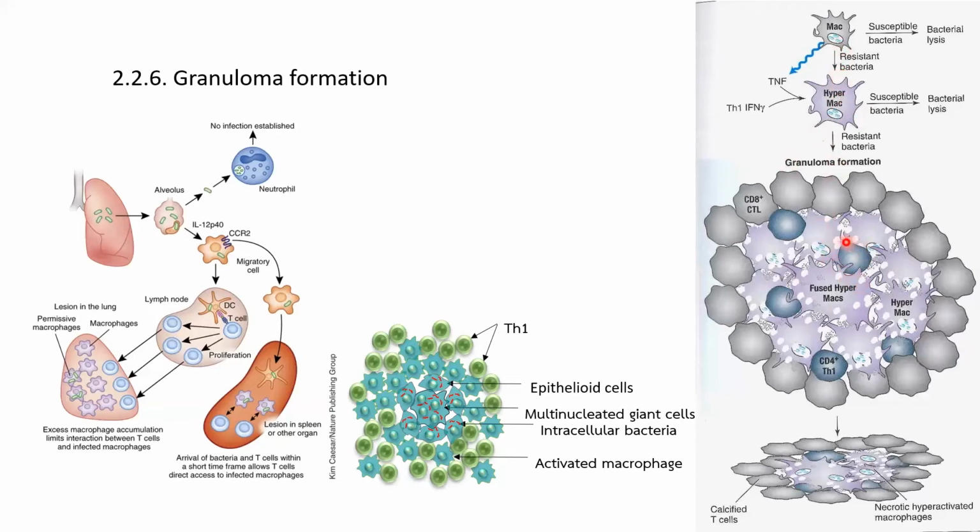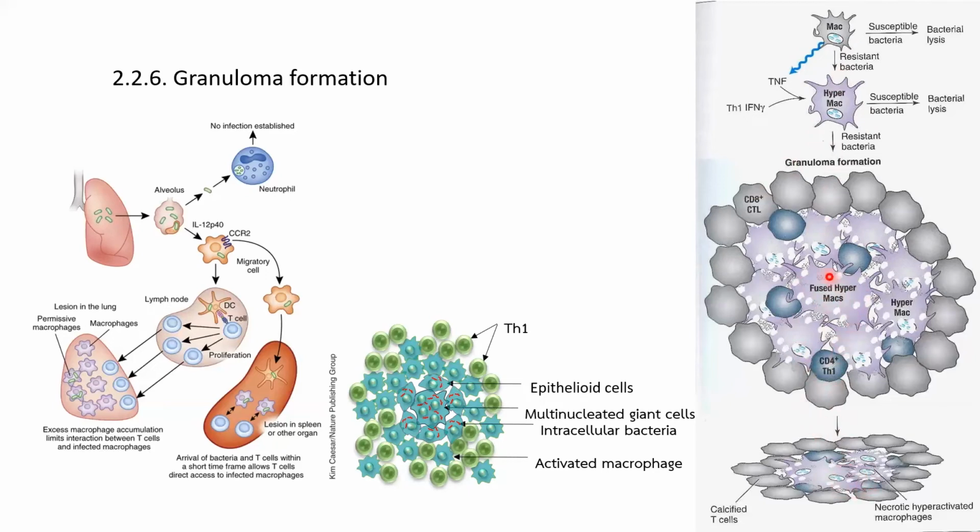So the macrophage will carry the bacteria inside, and the cytokines secreted by the infected macrophage can recruit T cells to the site of infection in order to clear the infected cells like this, right?